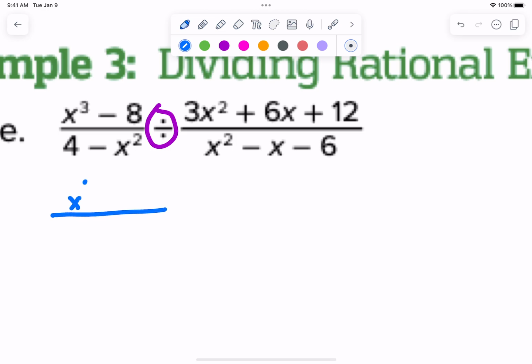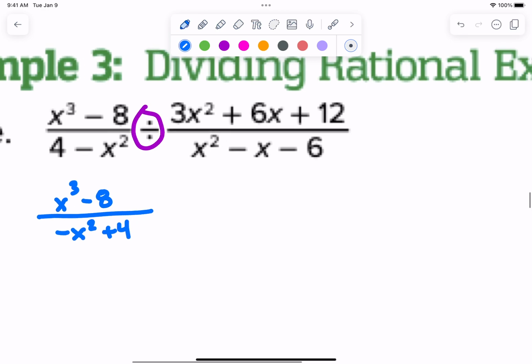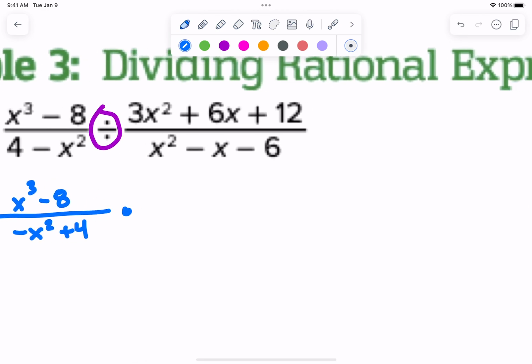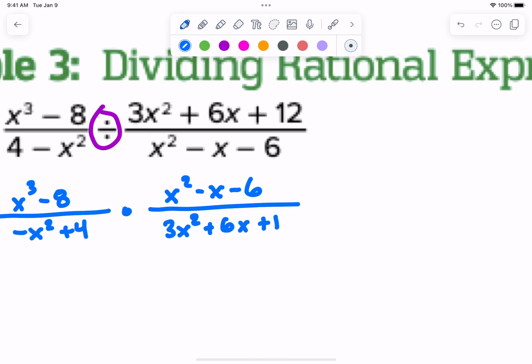I'm not gonna do too many steps at once. Okay, so there's this guy, and the bottom guy, I'm gonna write him as negative x squared plus 4. Can I do that? Yeah, you can. Sure, let's do it. Then I'm gonna multiply by the reciprocal of this. So x squared minus x minus 6, he's gonna go on the top, and then this guy's gonna go on the bottom. There's lots of stuff happening here.